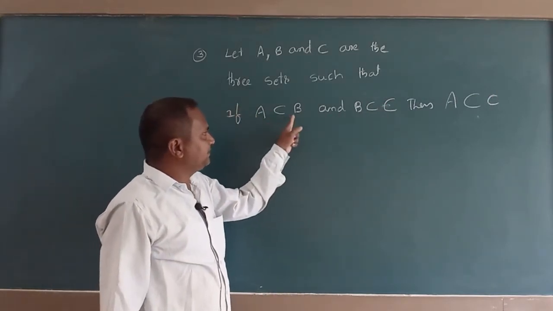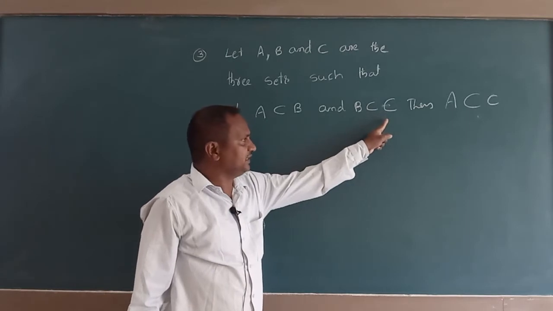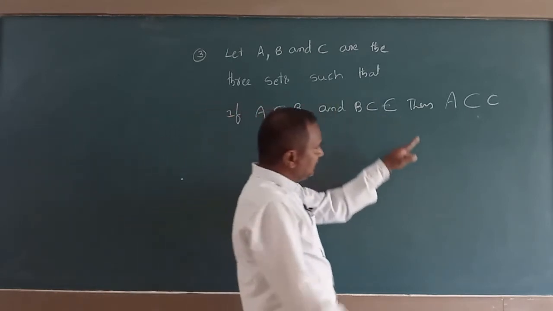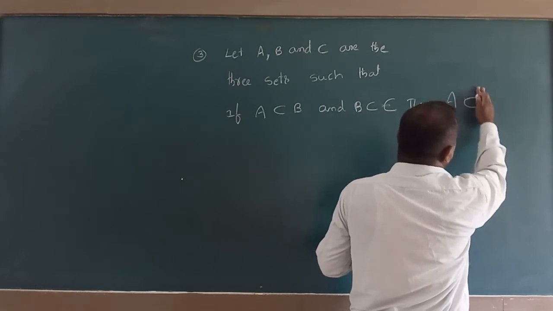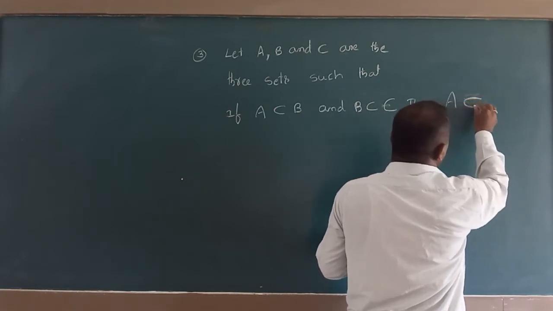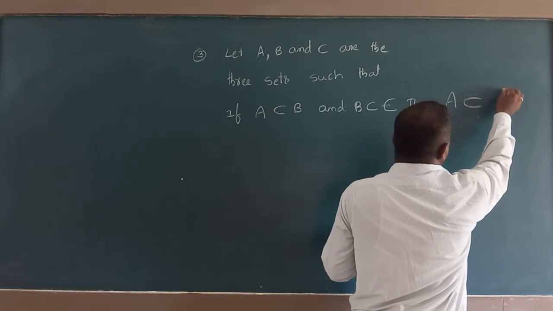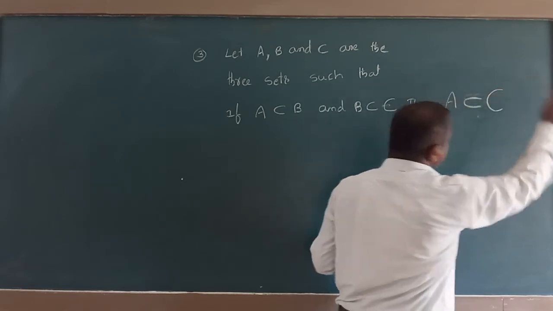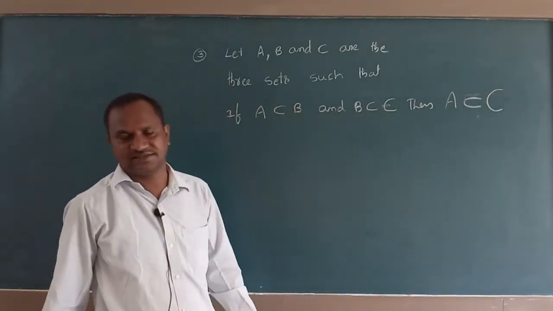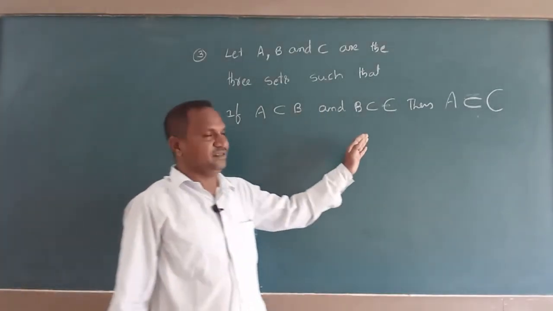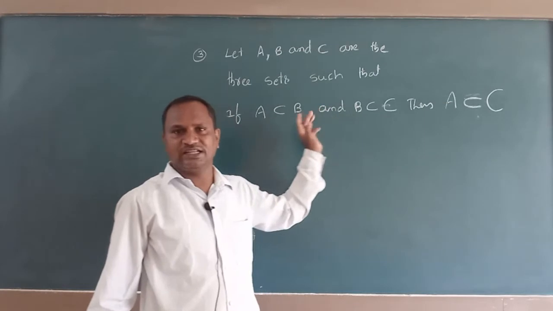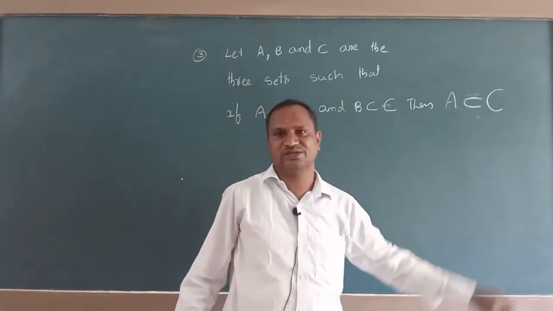If A is a subset of B and B is a subset of C, then definitely A is a subset of C. It can be written like this also, no problem. If you are getting any confusion, just write it like this, and afterwards write C in capital letter like this: A is a subset of C. A is a subset of B, B is a subset of C, then definitely A is also a subset of C.